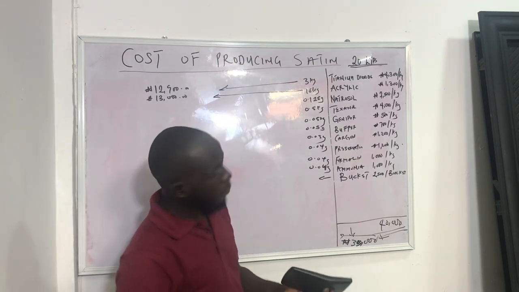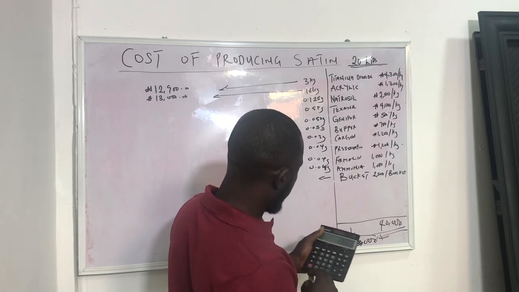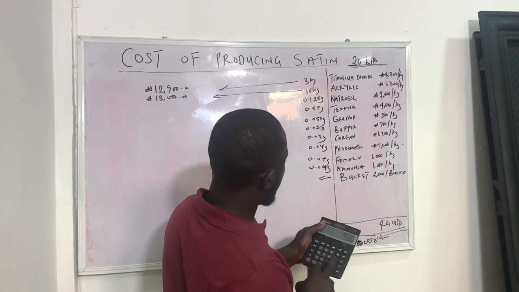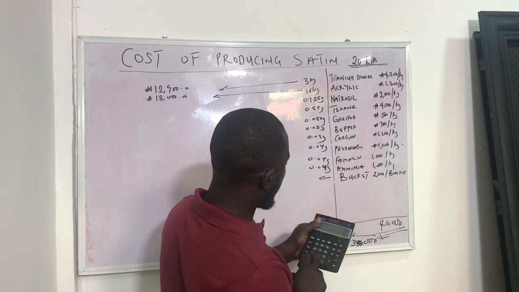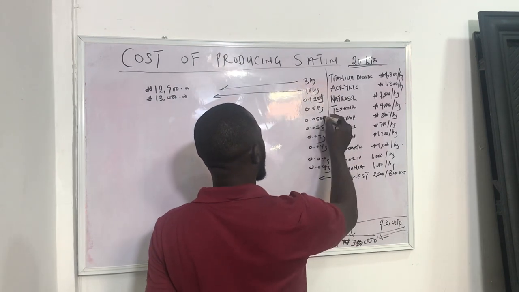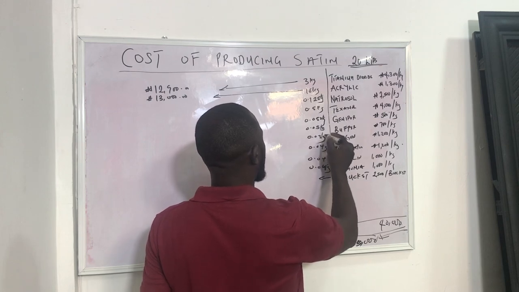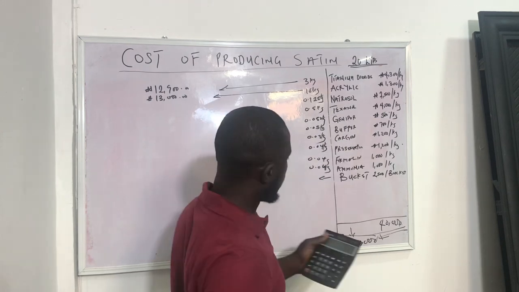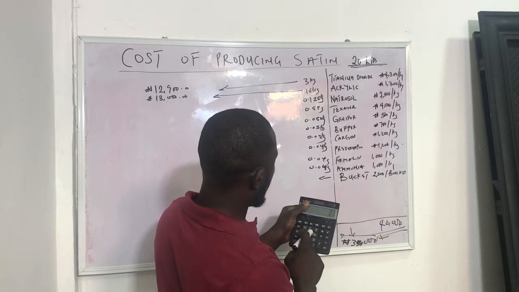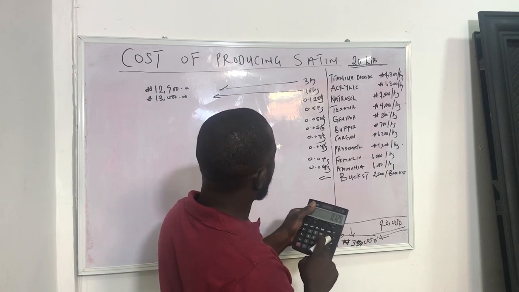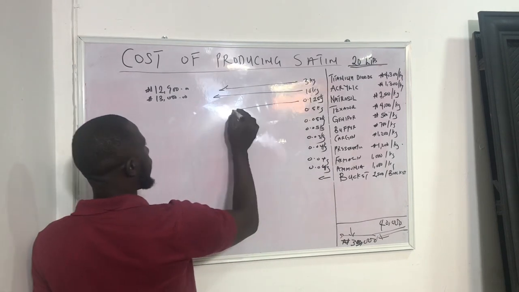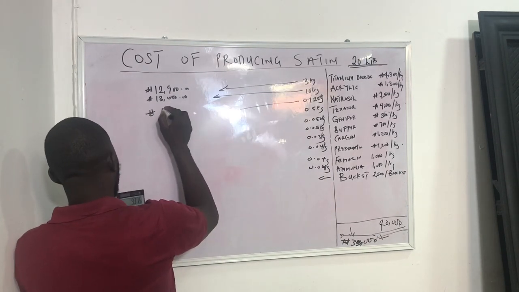So our natozo is 7,500 naira. 7,500 times 0.125. This is in kg. Sorry, right? This one's too high. Kg, kg, kg, kg. 0.125 times 7,500 naira. That's 937 naira.